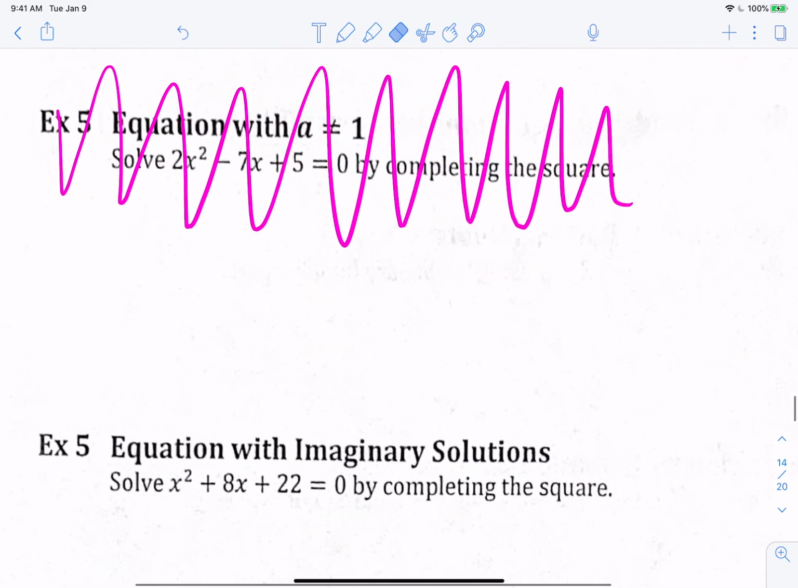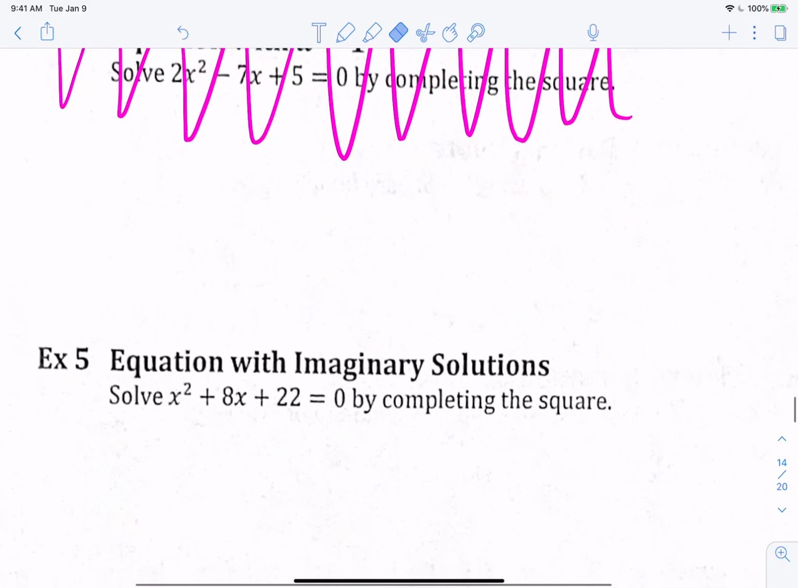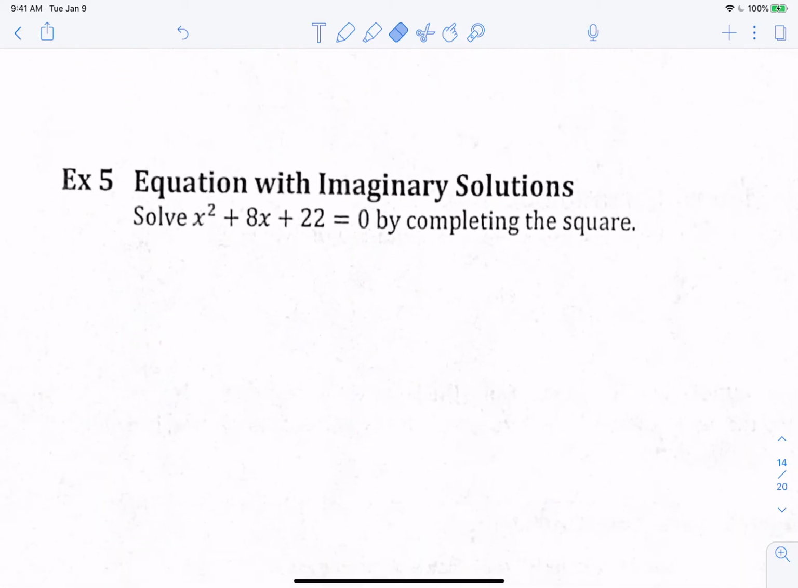We're going to skip example 5 at the top of the page, so go ahead and cross it out. We will not do it. But let's do example 5 here, and here is this one. Exactly the same as the last example that we did.